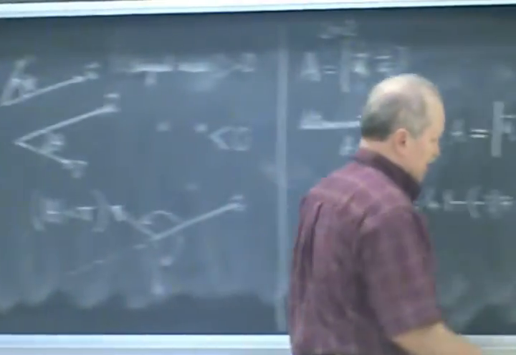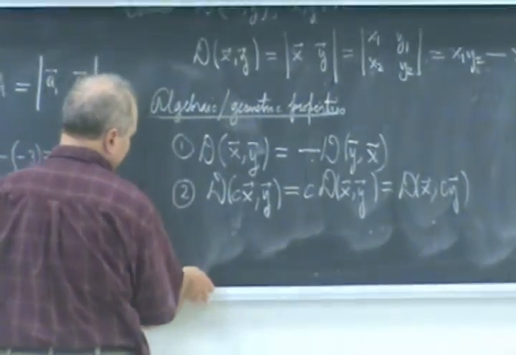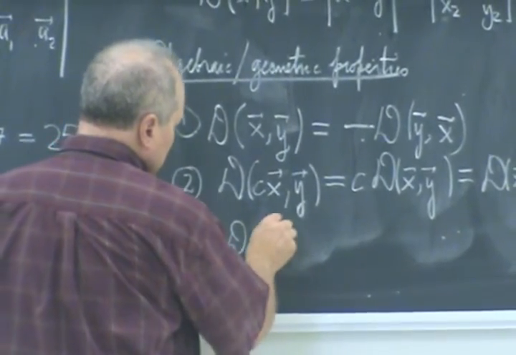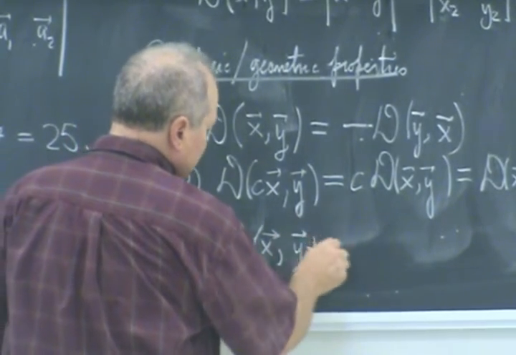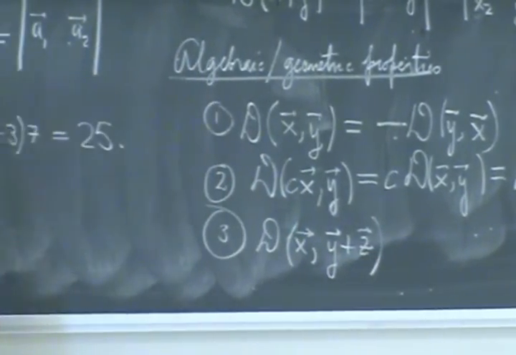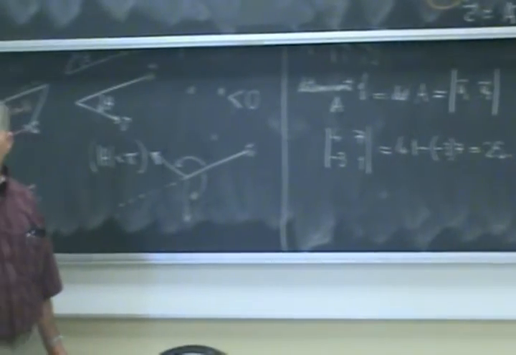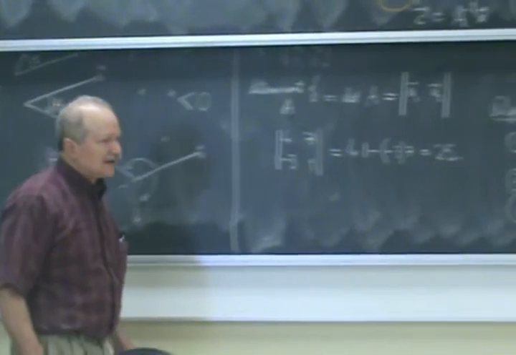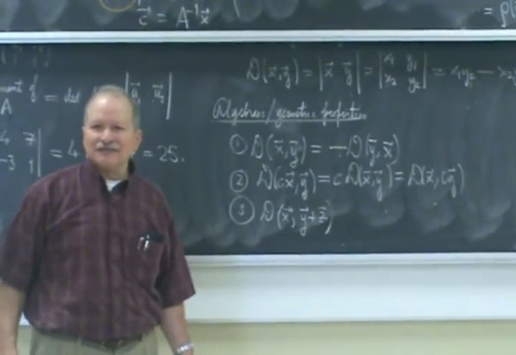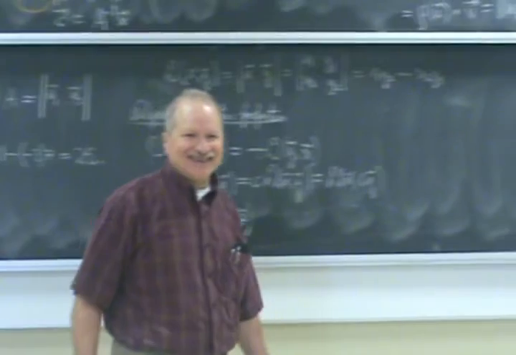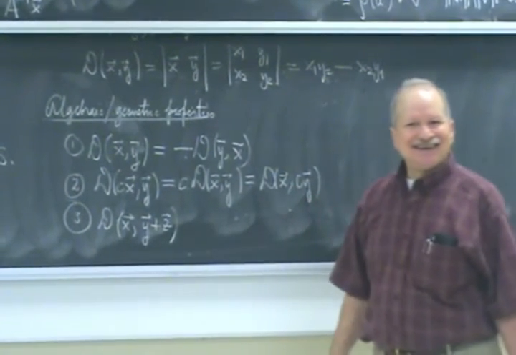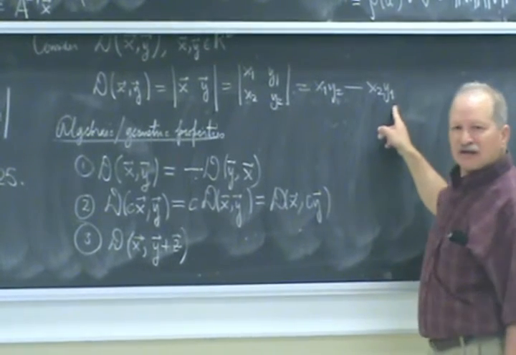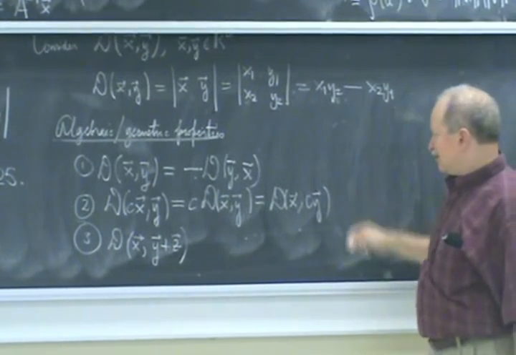All right, this one's more interesting. What is d of x, comma, y plus z? Because y plus z, does it distribute? I mean, I don't know, does it? If you look at this formula, I'm thinking it distributes out.